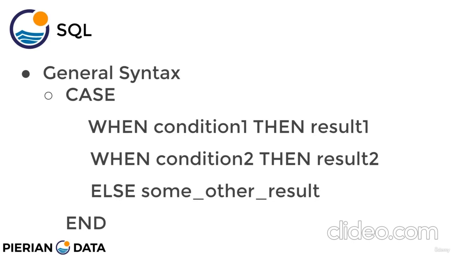And finally, at the end, we can have an else statement, which basically says if none of the above conditions are met, then return some final other result. And then we can end that. So let's go ahead and see an actual example of this so it's a little more clear.